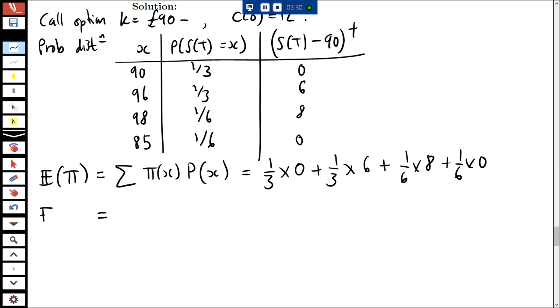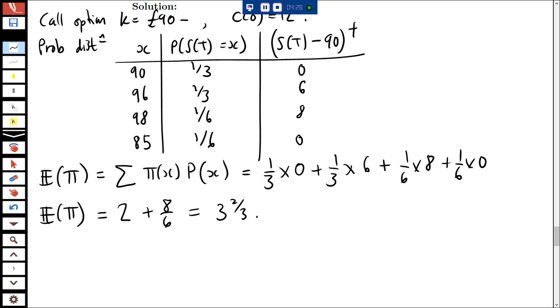So the expected payoff is going to be, well, whatever that is. Don't really want to calculate there. It's okay. It's 2 plus 8/6, so that equals 3 and 2/3. So that's the expected payoff before we start to build in any costs.